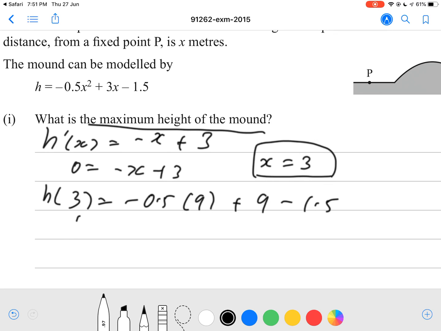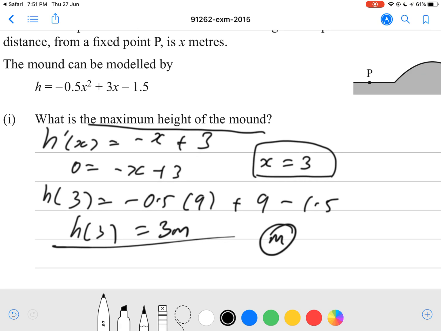Alright, so that should give you your height should be 3. Okay, so your maximum height should be 3 meters. To find your maximum height here, that will get you a merit grade. To get an achieved, you're finding the correct derivative and finding x equals 3. So finding x equals 3 here will get you an achieved.